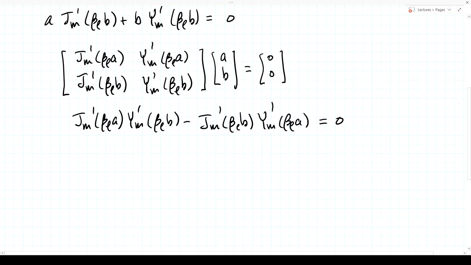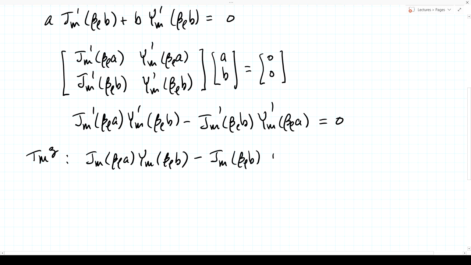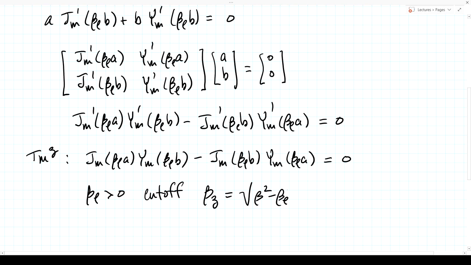Now, if you did this same process with the TMz modes, you get this same expression without the prime. So you get Jm beta rho A, Ym beta rho B minus Jm beta rho B, Ym beta rho A is equal to zero. And we have the same kind of process for finding the beta rho values. In either case, you're going to get some beta rho greater than 0, and then you're going to get cutoff frequency when beta z is equal to the square root of beta squared minus beta rho squared is equal to 0, which is when beta rho becomes beta. So they'll all have cutoff frequencies.